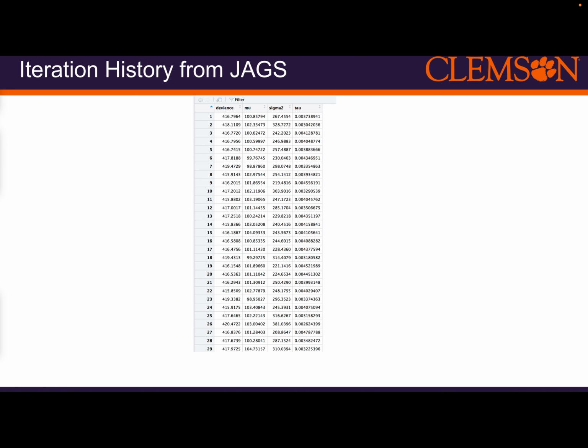So here is the output. These are sampled values of each of the means right here and each of the variances right there. And you can see each row is an iteration. Just disregard the deviance for right now. Tau is 1 over the variance, so if you were to take this number and reciprocate it, you get the variance right there. So you can see these are each of the values, and they're wiggling around. They're bouncing around. That's the way it should be.